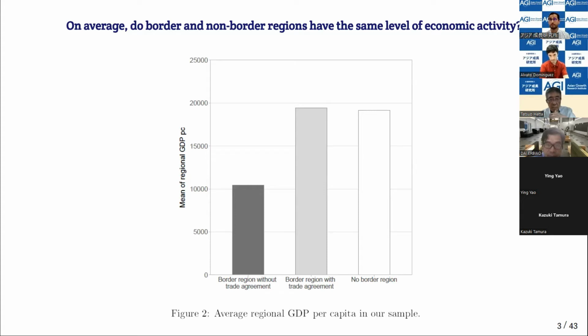And that makes sense because border regions have been cut from the market of the other country. So they have a border that separates them from a market, if you want to put it in simple terms. This figure shows that, however, if there is a regional trade agreement between those two neighboring countries, then the non-border region and the border region have the same level of economic activity. But in darker gray, you can see that a border region without a trade agreement with that neighboring country is on average much poorer. Now, this is the motivation of the paper.